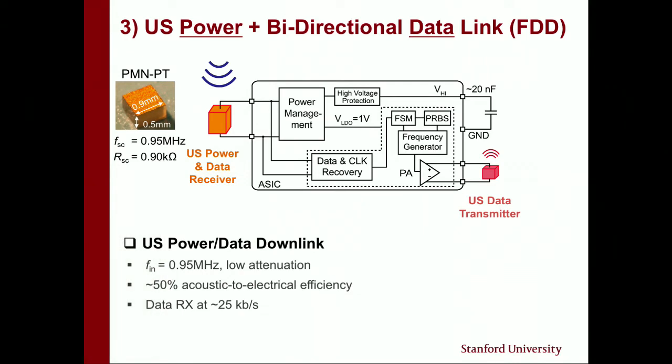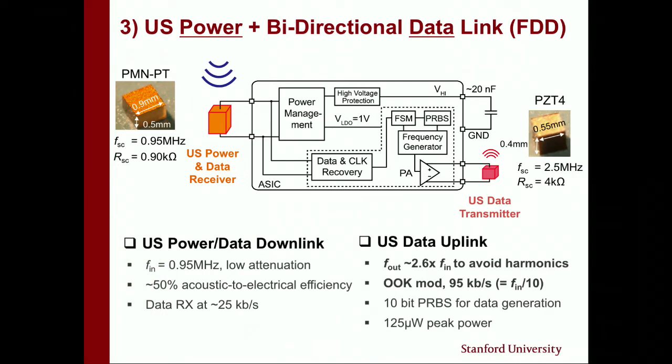The FDD system operates at about 2.5 megahertz transmit, to avoid harmonics at the receive. So we're achieving about 25 kilobits per second on downlink and about 100 kilobits per second on uplink with on-off keying. Here we use a 10-bit PRBS on the chip to be able to do bit error rate measurements, and our peak power on transmit is about 125 microwatts.